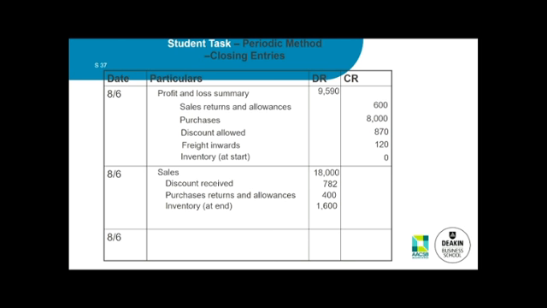How much do we have under the periodic system? How much? Periodic system is opening inventory, which is 0, plus purchases, which is 8,000, minus purchase returns and allowance, minus closing inventory. How much is that going to be?